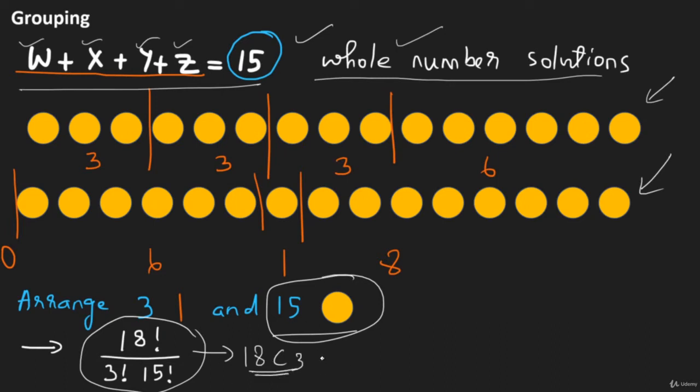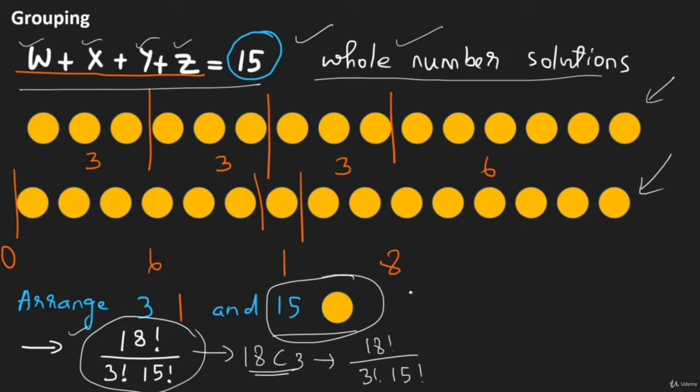What is the expansion of 18C3? That's 18 factorial divided by 3 factorial into 18 minus 3 factorial, which is 15 factorial, which is one and the same that we got over here. Alright, therefore the solution to this question over here is 18C3.